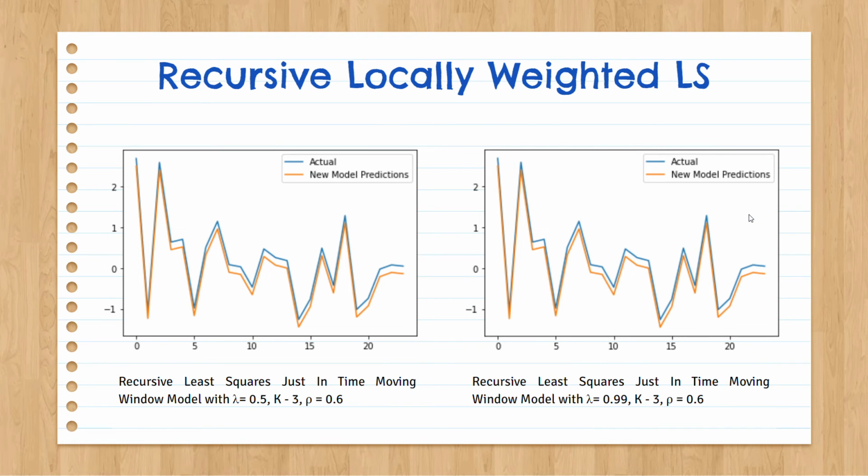Let's have a look at when recursive locally weighted least squares algorithm is applied on the demand forecasting data. The recursive least squares just-in-time model has a lambda value equal to 0.5, a k value equal to 3, and rho value is equal to 0.6 on the left plot, whereas it has a value of 0.99 for the forgetting factor lambda, 3 for k, and 0.6 for rho on the right plot.